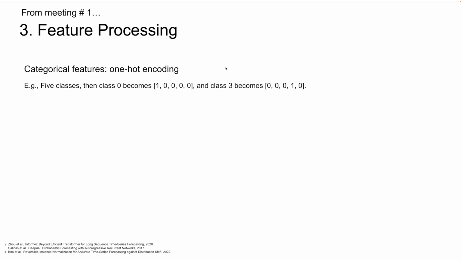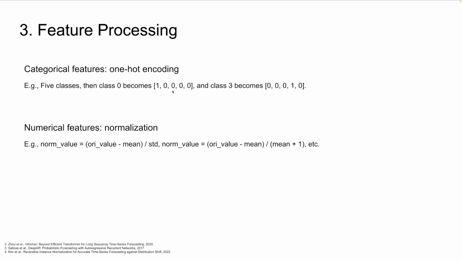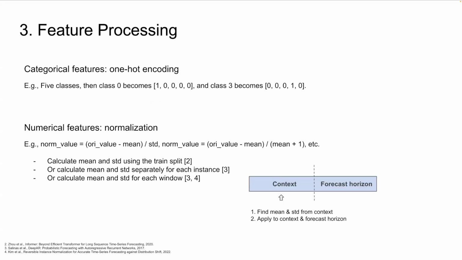So for feature processing, when we have categorical features, we want to do this one-hot encoding. So basically we put a one at the place where the object belongs to and zeros everywhere else. And for numerical features, we want to normalize them so they roughly follow a standard distribution. There are different ways we can calculate the mean and standard deviation.